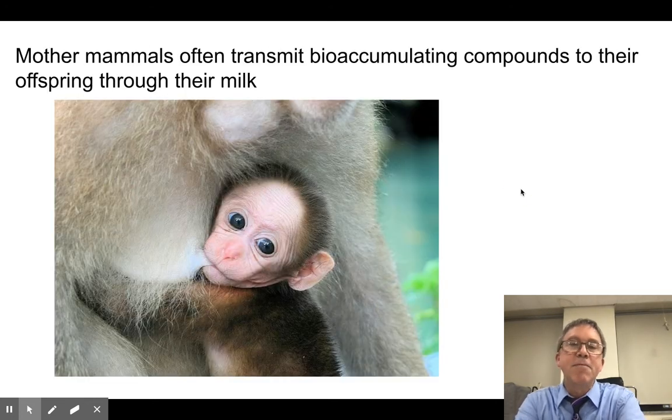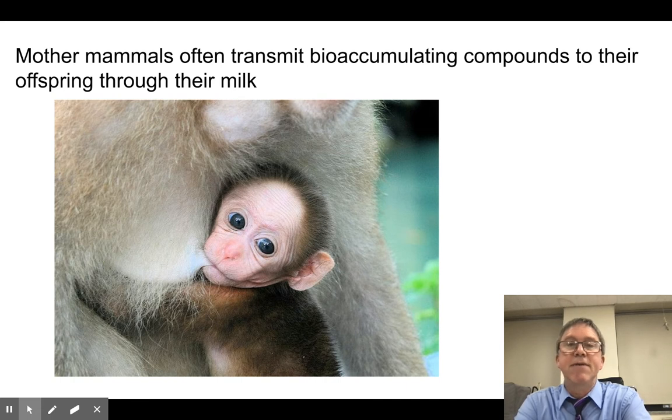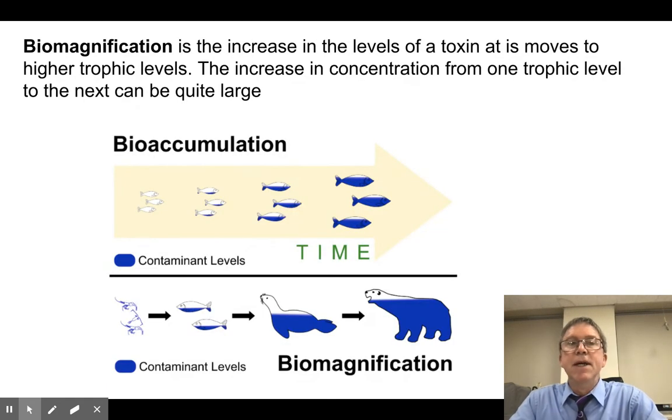Unfortunately, one way it gets passed along to infants is through breast milk. So as mammals, we have a tendency to begin our unfortunate foray into bioaccumulation very early in life, because our mothers unintentionally pass it to us in milk, which has lots of fats in it. And if the mother has accumulated a lot of these toxins, she will pass it on to her children.